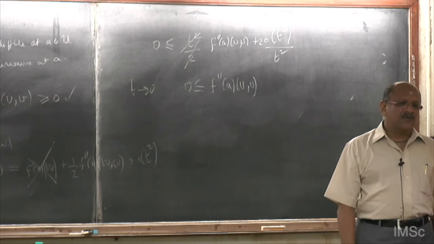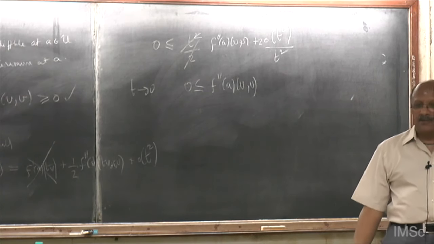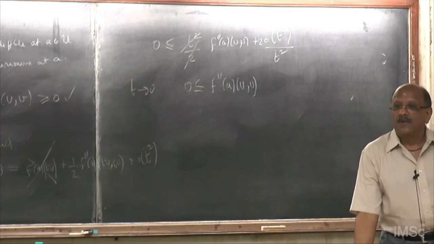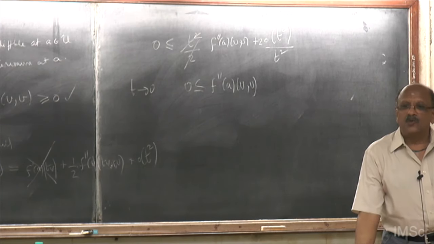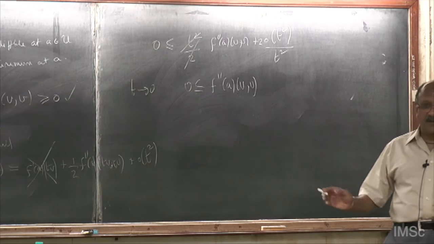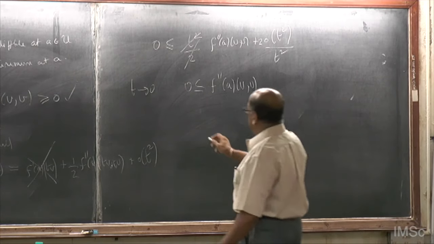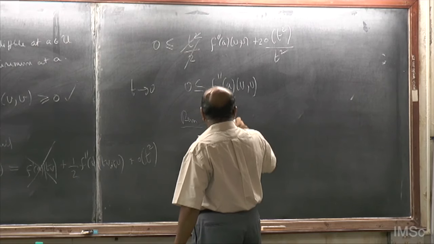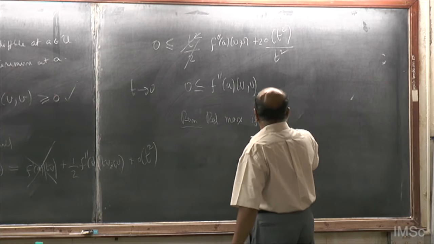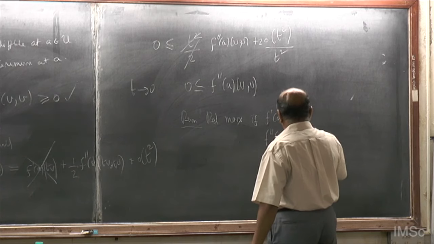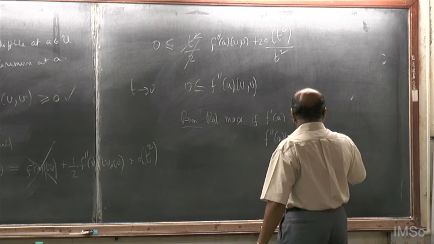So, what is the theorem if I have a relative maximum? f double dash A(v, v) should be less than or equal to 0 for all v. So, that is the condition for a maximum. So, remark: relative maximum if f dash A equals 0 and f double dash A(v, v) is less than or equal to 0 for all v.